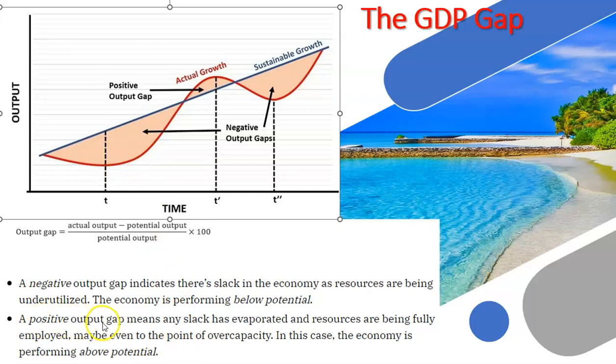A positive output gap means any slack has evaporated and resources are being fully employed, maybe even to the point of overcapacity. In this case, the economy is performing above potential and most likely overheating. We don't know for sure, but most likely. Because remember, I told you to think of inflation as temperature. And so what's happening here is actually, this is the potential, this is the actual supersedes or expands beyond the potential. You are looking at that positive gap.